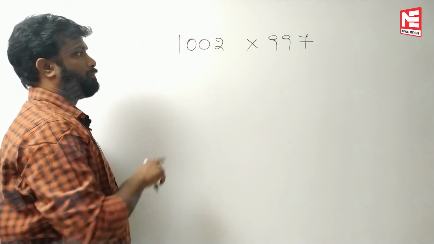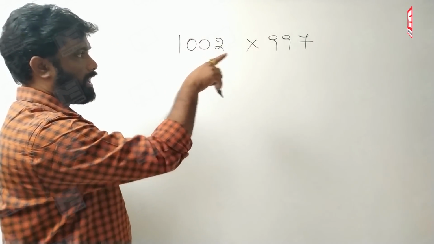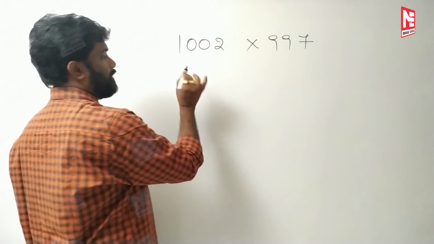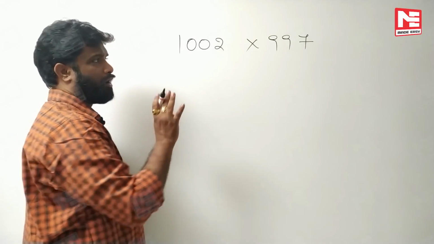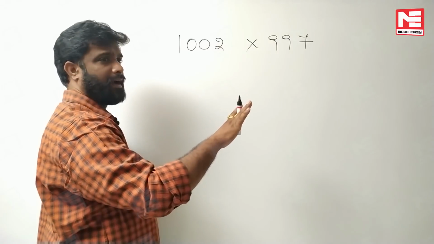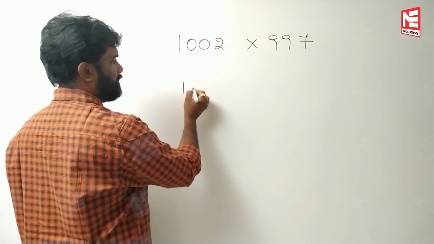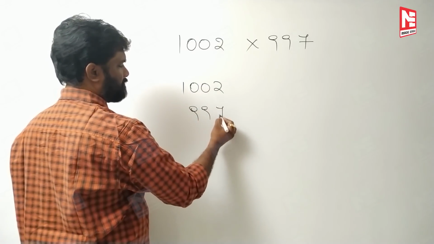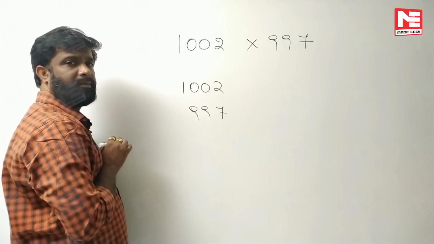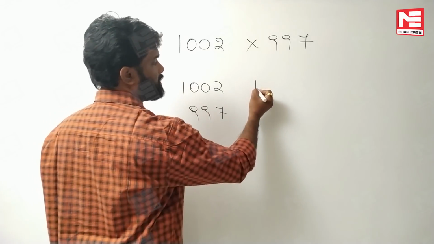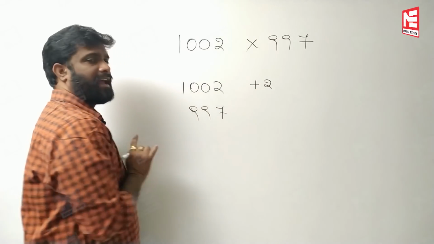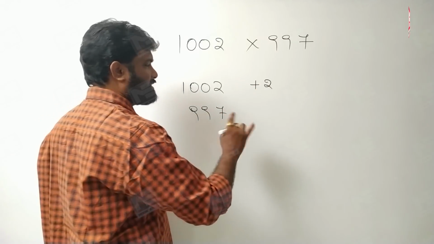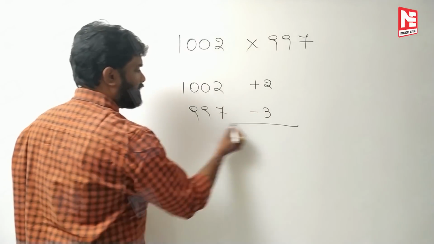Friends, now I am going to multiply 1002 and 997. I am not assuming anything in my mind; I am going directly for the multiplication. 1002 can be written as 1000 plus 2, so I am writing that here. 997 can be written as 1000 minus 3, so I am writing that here.